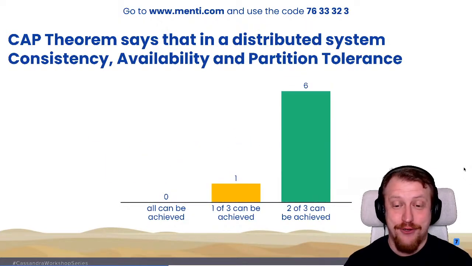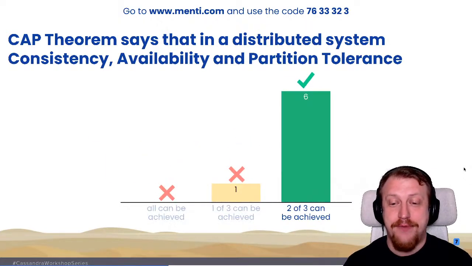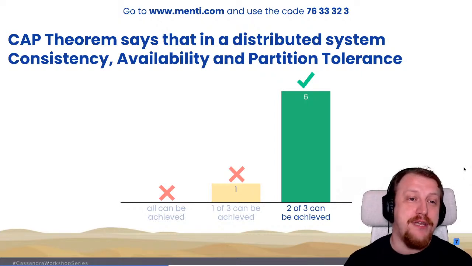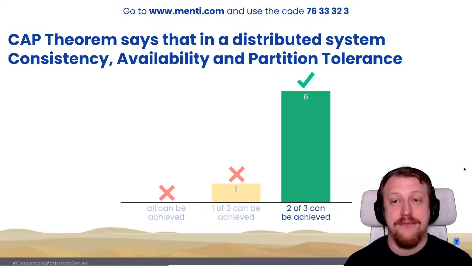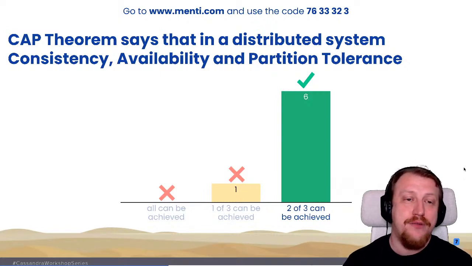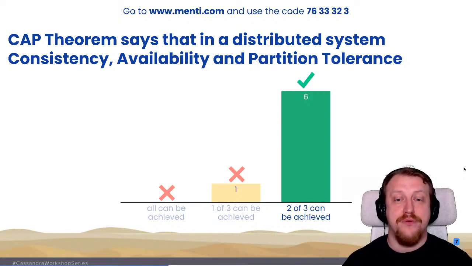Time is up and the correct answer is 2 of 3 can be achieved. We usually speak about consistency and partition tolerance, or availability and partition tolerance. And we can try to keep a balance, as we do with Cassandra.